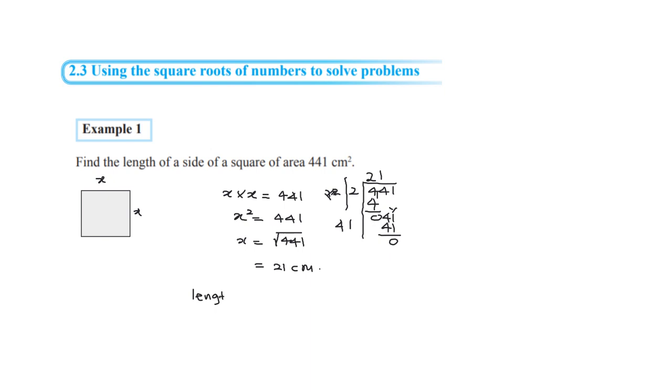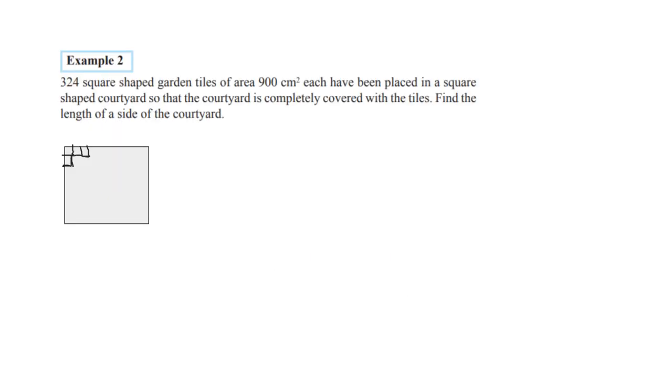Length of a side equals 21 cm. 21 is our answer. Example 2. 324 square-shaped garden tiles of area 900 cm squared each have been placed in a square-shaped courtyard so that the courtyard is completely covered with the tiles. Find the length of a side of the courtyard.